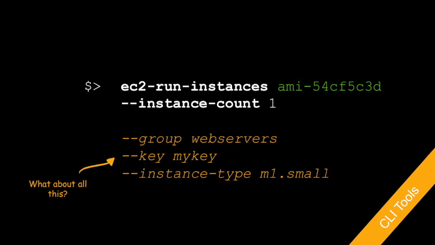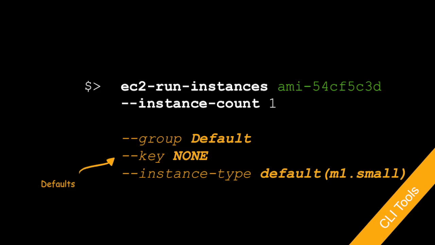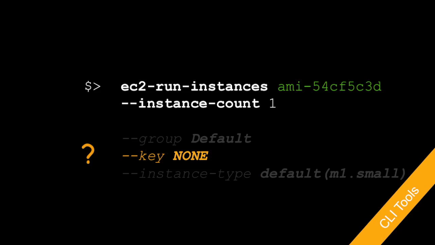The security group for the group of web servers, the key pair I'm going to use, and the instance type that I want to launch. Well, there's a few things that are defaulted when you do a launch instance. For example, the security group will go to the default security group, and there's always a default security group in a region. The instance type will default to an M1 small instance type, but the key will default to none. So what about the key? Well, instances don't actually need key pairs.